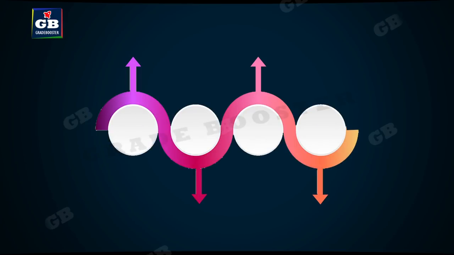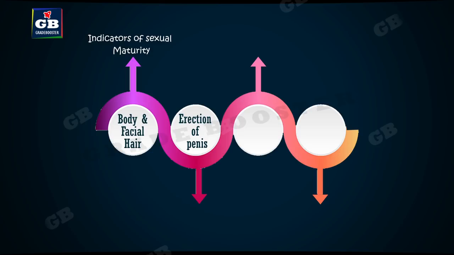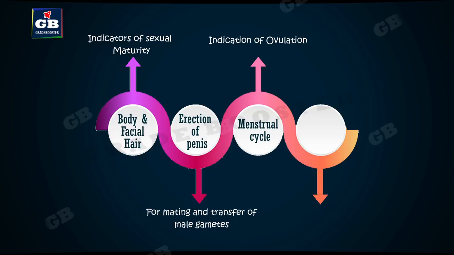For example, body and facial hair are the signals that show the sexual maturity of the individual. The erection of the penis helps in the deposition of germ cells in the female reproductive system. The menstrual cycle is the indication of ovulation and the condition of the uterus. The enlargement of breasts is for breastfeeding of the baby.